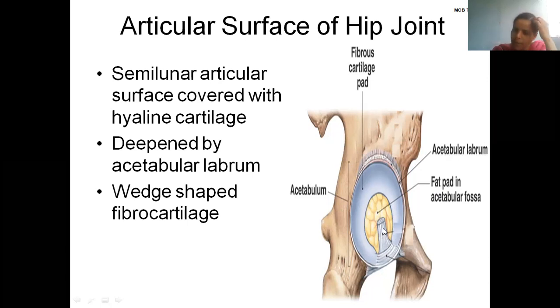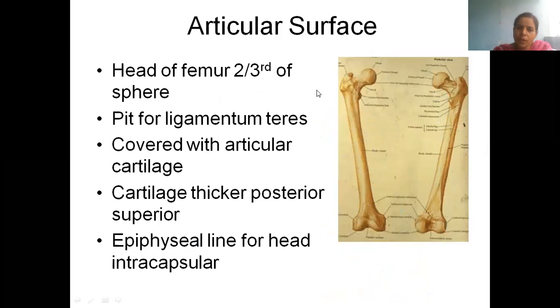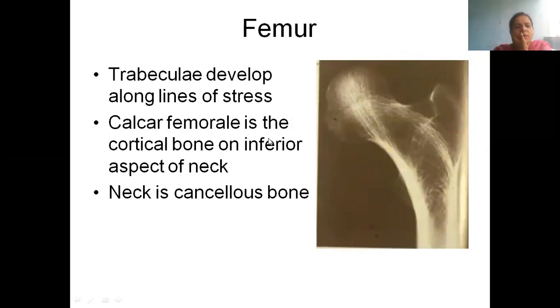Okay, actually this ligament, though it is not labeled, is the ligament of the head of the femur which will be connecting the fovea, I will show you, to the transverse acetabular ligament. Okay, now when you talk about the articular surfaces, let us talk about the head of the femur. It is two-thirds of a sphere, and at the center of it we have a pit, a depression, which is called the fovea. It is covered with hyaline cartilage or articular cartilage. So the cartilage will be thicker on the posterior and superior aspect. Okay, then these points are enough. These points are not required.